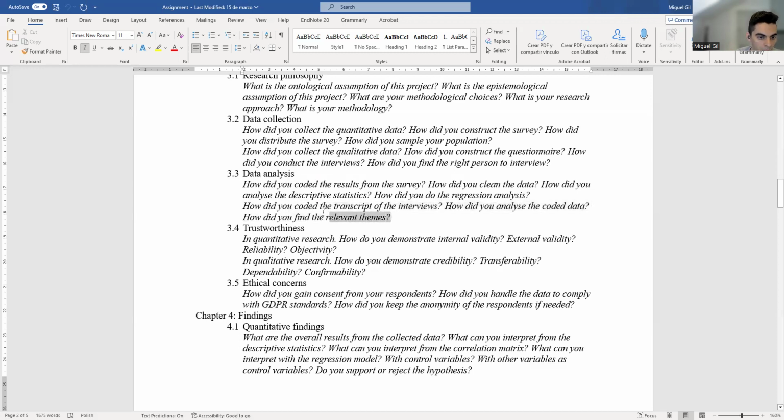And as a suggestion, you can maybe include your data structure table as an appendix. But right, so this is about data analysis, probably 2 paragraphs.